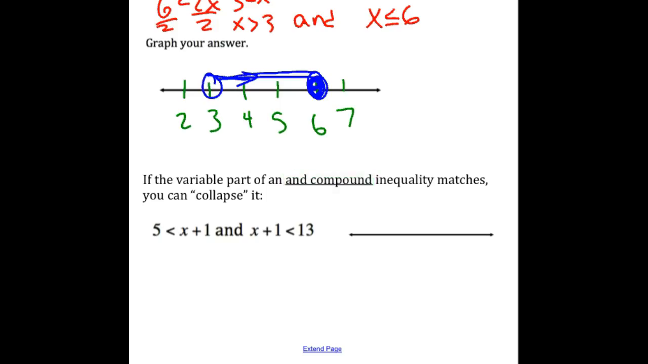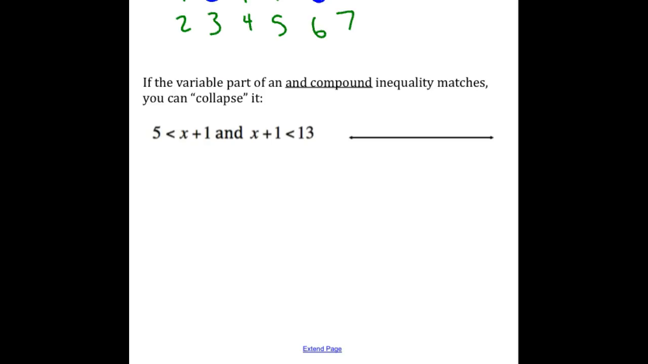If the variable part of an "and" compound inequality matches, you can collapse it. So for example, on this one, if we solve this one, we can subtract 1. We get 4 is less than x, which is x is greater than 4. Solve our other one, subtract 1, x is less than 12. Since these both have that same variable x, we can combine these into one inequality.